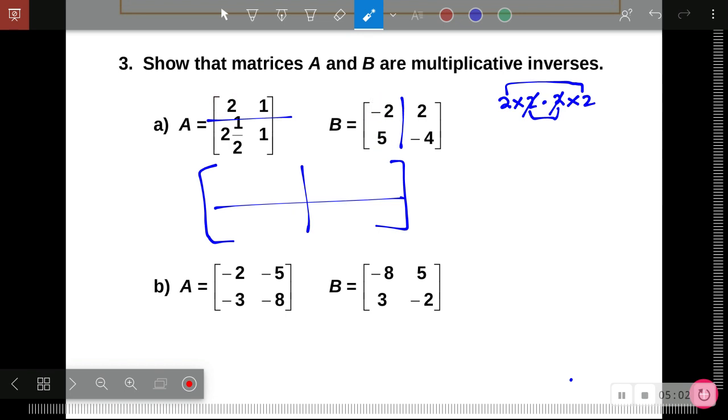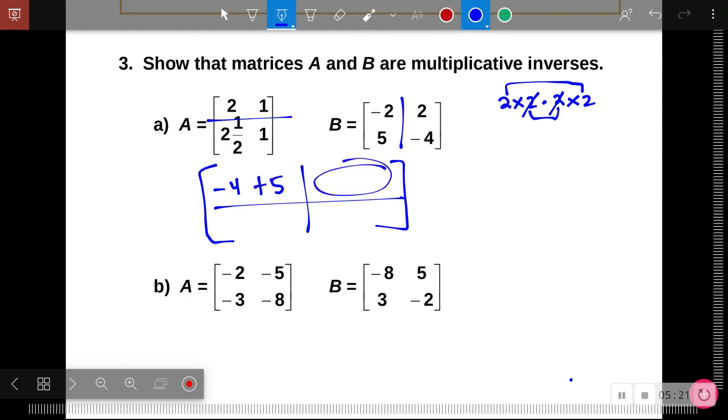2 times negative 2 would be negative 4. Then you move over to the next pair, which is 1, and down to 5. So 1 times 5. So you do the first 2 and then move to the right and move down on the other one. So that would be plus 5.